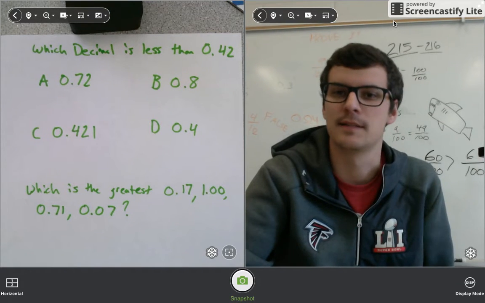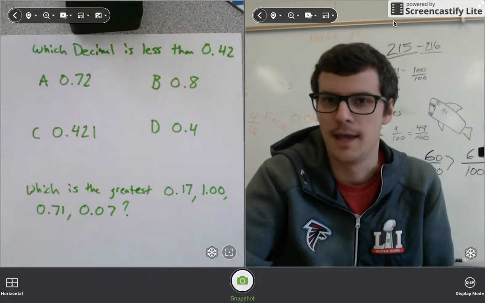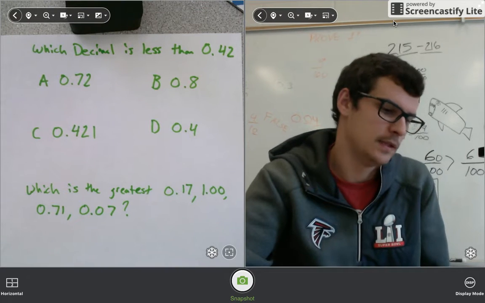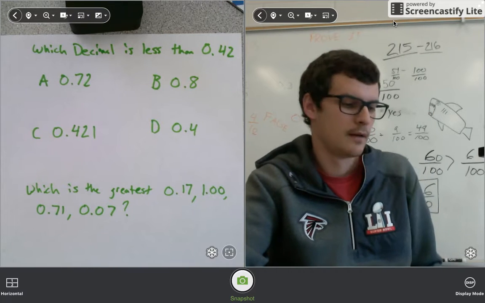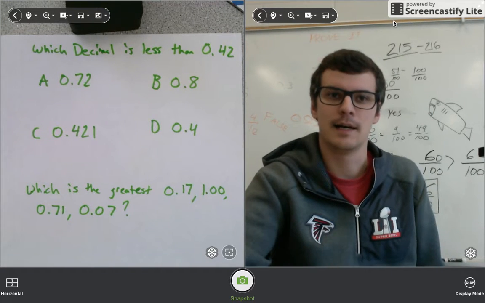So what we've been looking at this last week is decimals, and we're going to go even more in depth this week with comparing decimals, okay, so we can get that squared away. So let's just jump right into it and not waste any time.